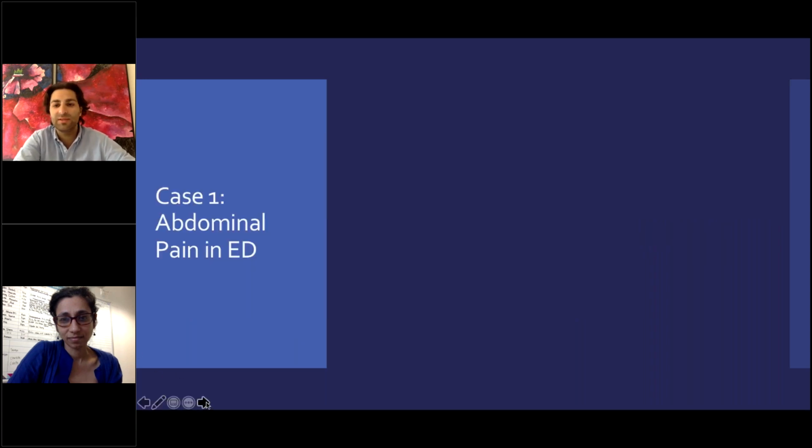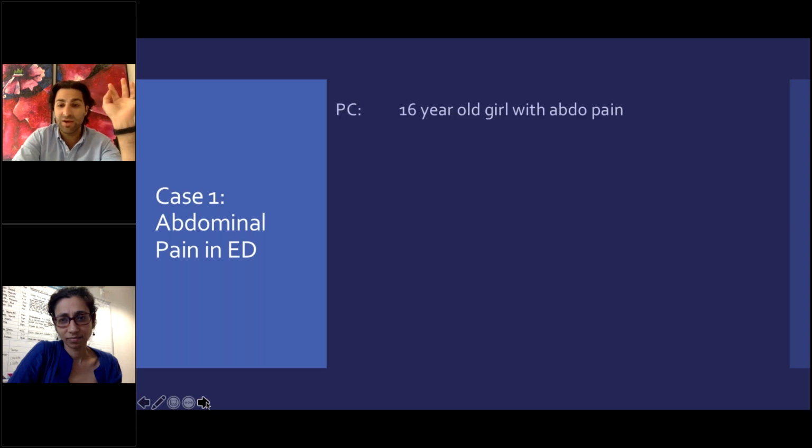Case 1, abdominal pain in ED. You're the paediatric reg, or you're the paediatric doctor in ED, and a child comes in with abdominal pain. They don't actually come to you because they're already referred to someone else. But they're a 16-year-old girl with abdominal pain. Does anyone want to comment on what sort of questions you might want to ask in terms of history taking? All right, we'll move on.